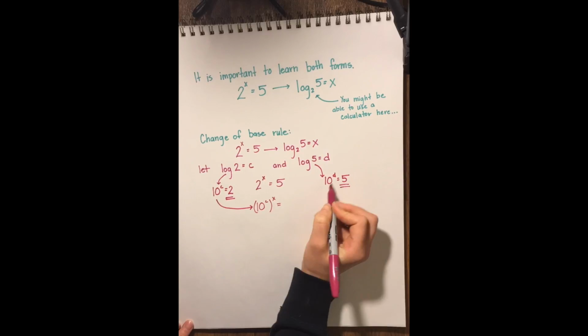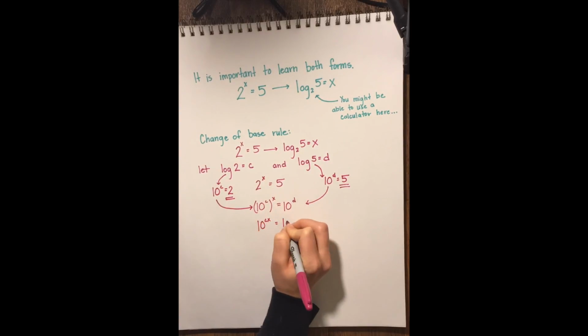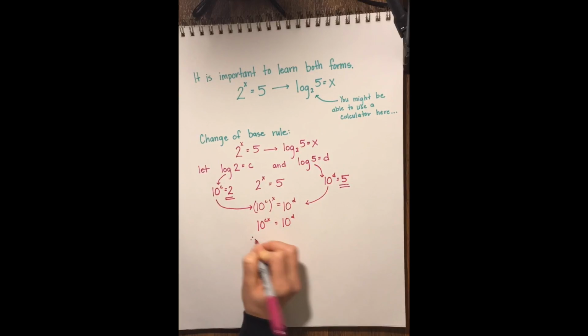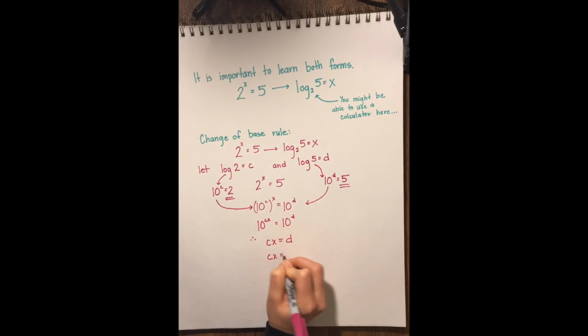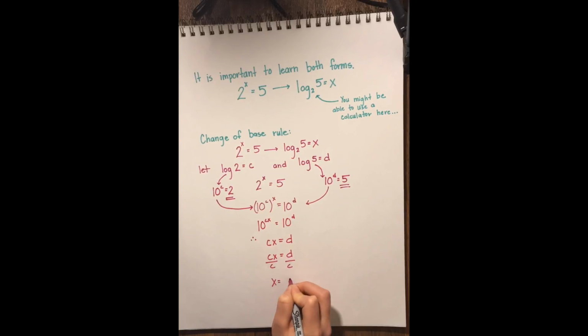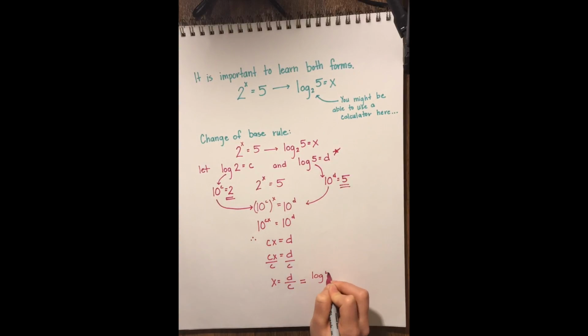Let's take our expressions and substitute them in place of 2 and 5 in our original equation. Then use the exponent power rules to simplify. The only way that the following statement could be true is if c times x equals d. Now, we can solve for x by dividing both sides by c. If we replace c and d with our original equivalent expressions, we've uncovered the change of base rule.